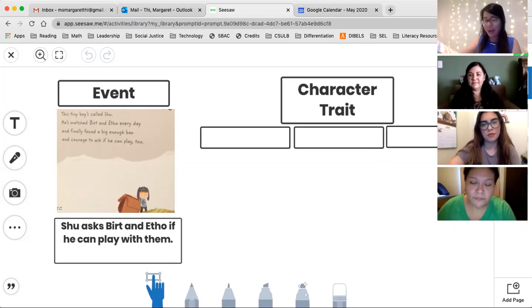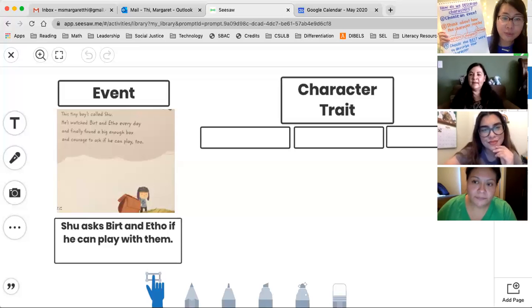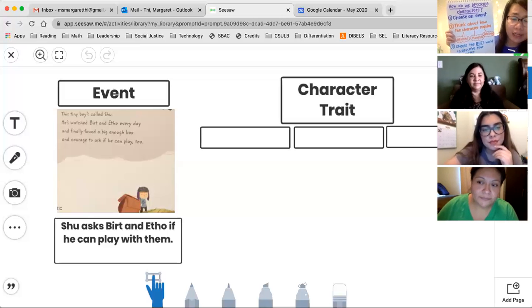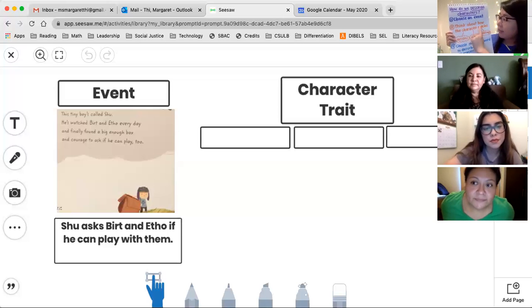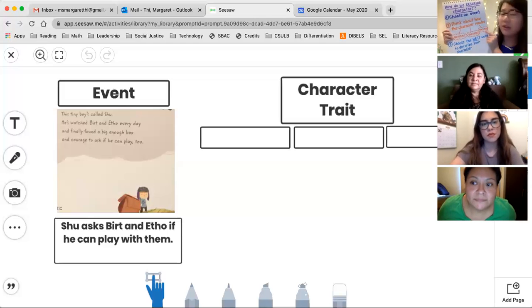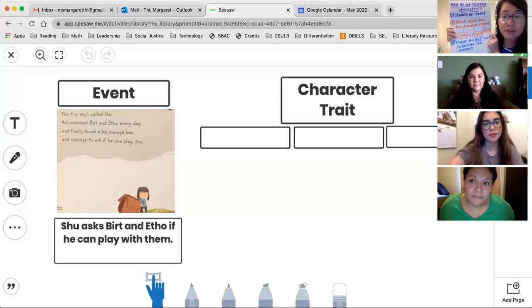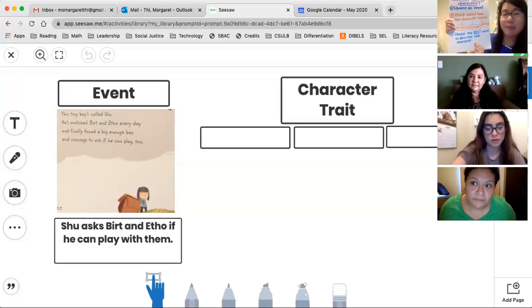I just wanted to go back to our steps. Again, this is also posted. How do we describe characters? First, we choose an event, which I've already chosen for you. Then think about how the character reacted. Look at their actions, their thoughts, or their feelings, because that's going to give us a lot of information about how we can describe them. And then we're going to choose the best word to describe your character.